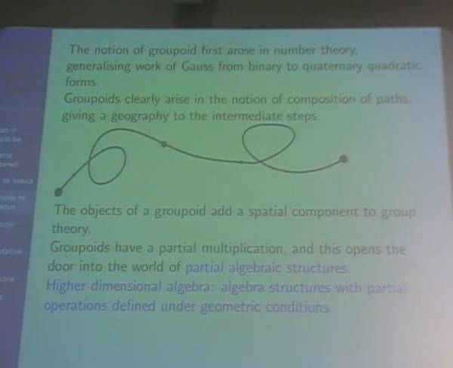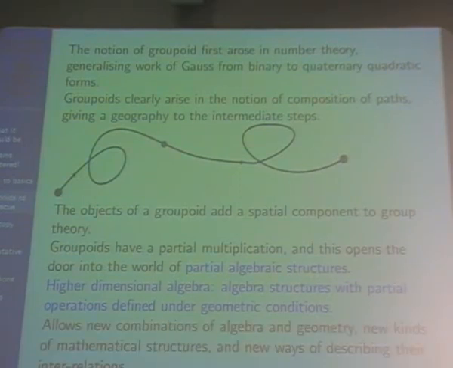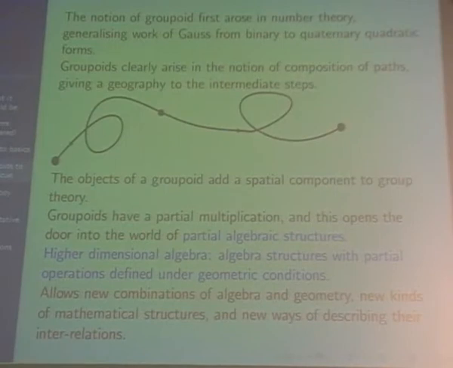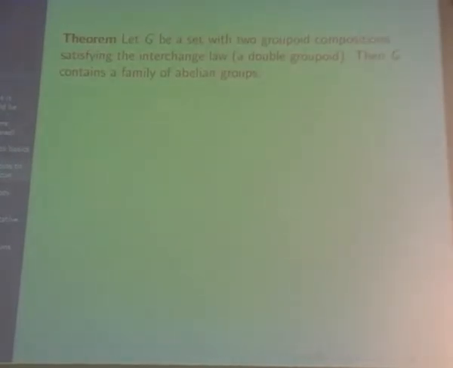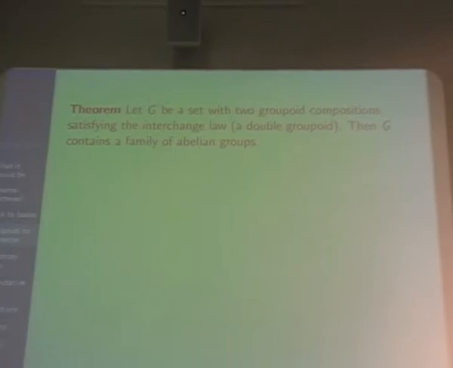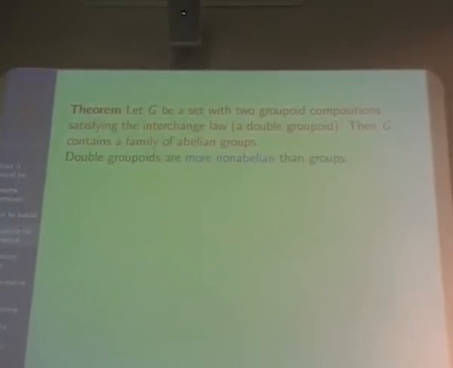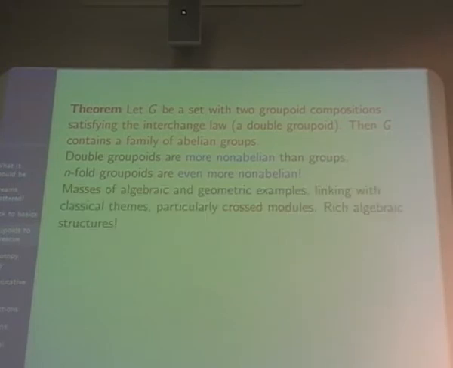So that includes a wide variety of things. And I think it allows new combinations of algebra and geometry, new kinds of mathematical structures, and new ways of describing their interrelations. So if you do the previous proof and run it through, if G is a set with two groupoid compositions satisfying the interchange rule, that is, a double groupoid, then G contains a family of abelian groups. But double groupoids are more non-abelian than groups, and n-fold groupoids are even more non-abelian. And there are masses of algebraic and geometric examples linking with classical themes, particularly crossed modules, and they're a rich algebraic structure.